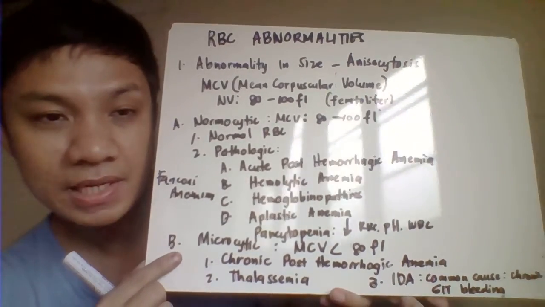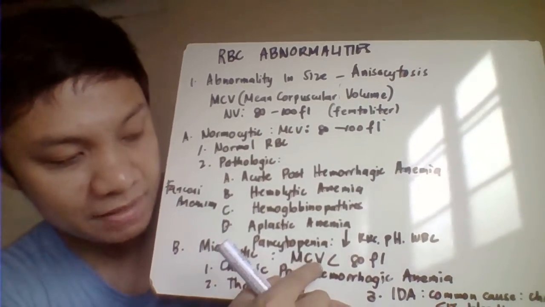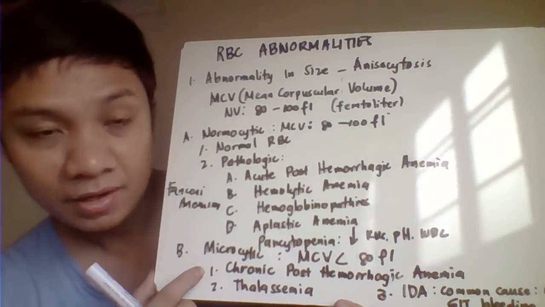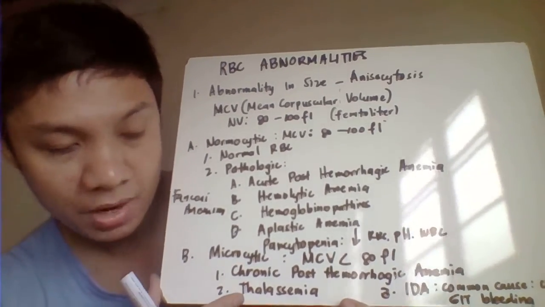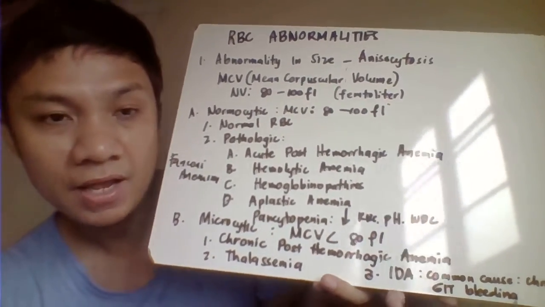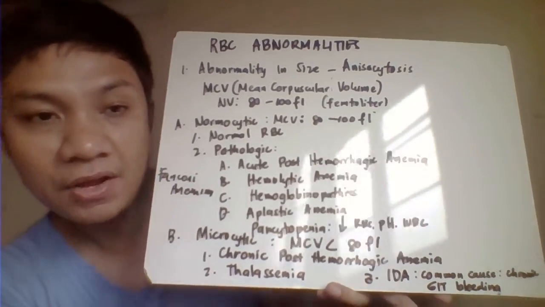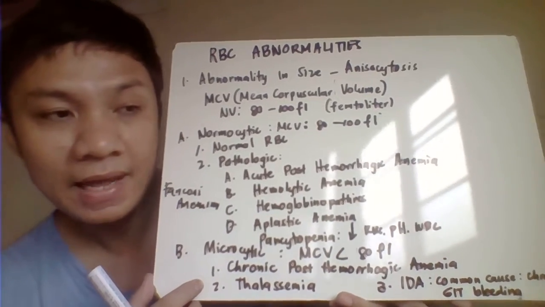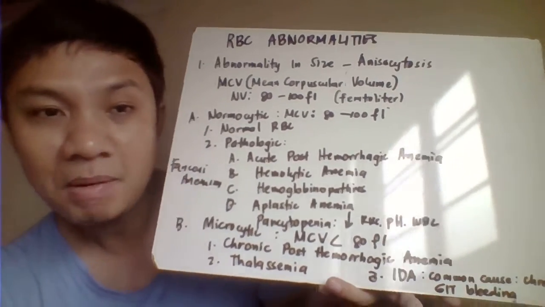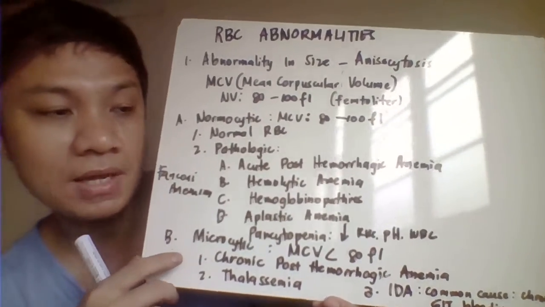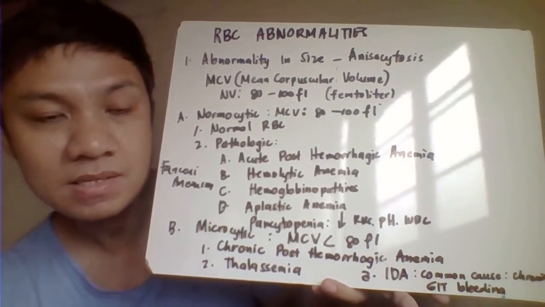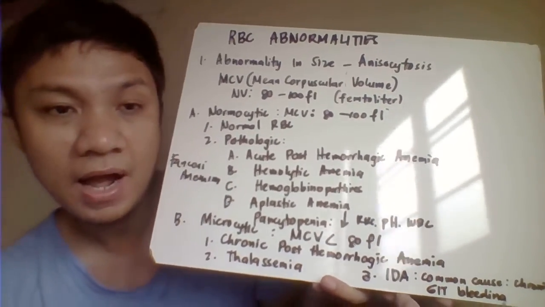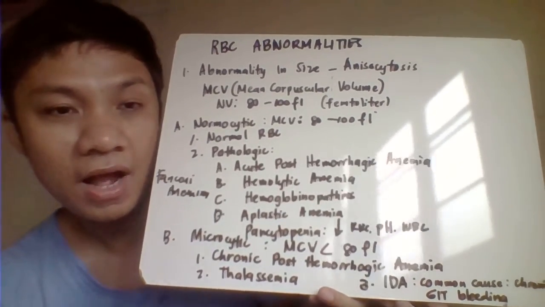Now we have here the microcytic. Kung sabing microcytic, so your MCV is less than 80 FL. So this one could be seen here in chronic post-hemorrhagic anemia, could also be seen in your thalassemia, could also be seen in your iron deficiency anemia. In the case of your iron deficiency anemia, the most common cause of your iron deficiency anemia would be your gastrointestinal tract bleeding. Okay, remember here that merong iron component ang ating RBC. So if you are losing RBC because may bleeding disorder ka, it could lead also here to your iron loss. Okay, that results in your iron deficiency anemia.